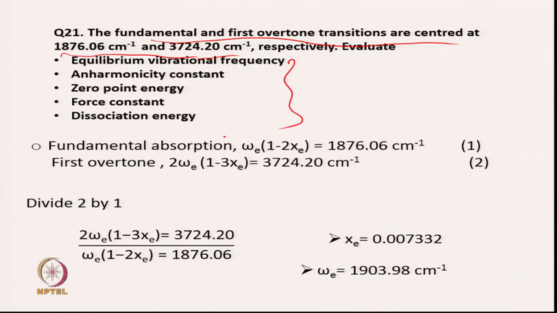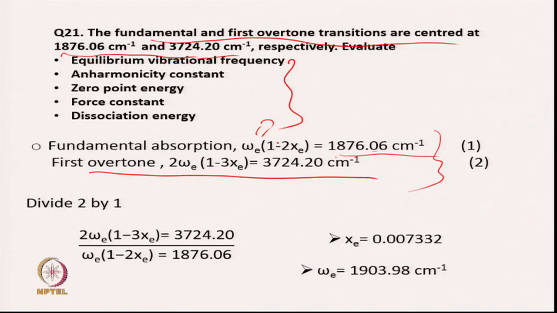Fundamental absorption frequency, the wave number, is given by omega e multiplied by 1 minus 2 x e, and that is 1876.06 centimeter inverse. For the first overtone, the wave number is given by 2 omega e multiplied by 1 minus 3 x e. So, you have these two equations and two unknowns. Unknowns are omega e and x e.